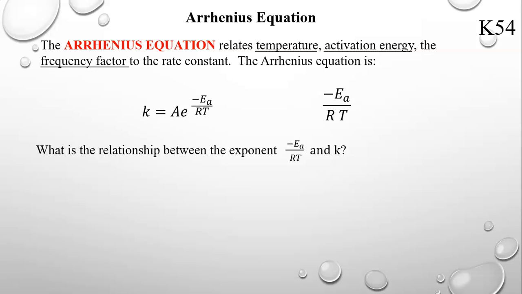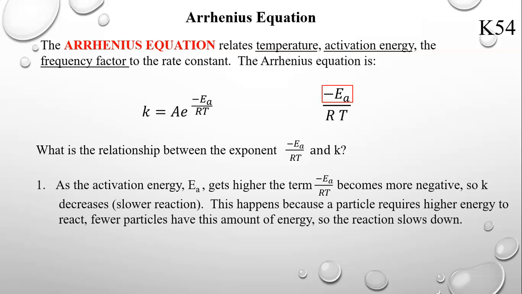So let's read this. What is the relationship between the exponent, negative EA over RT, and K? First, as the activation energy EA gets higher, the term negative EA over RT becomes more negative. So K decreases. That means the reaction becomes slower. High activation energy means it's harder for the reactants to get over that energy mountain that we saw in the earlier graphs. This happens because a particle requires higher energy to react. Fewer particles have this amount of energy, so the reaction slows down.